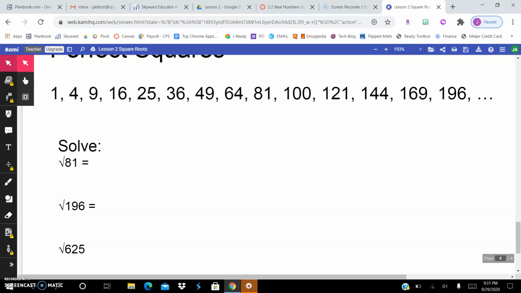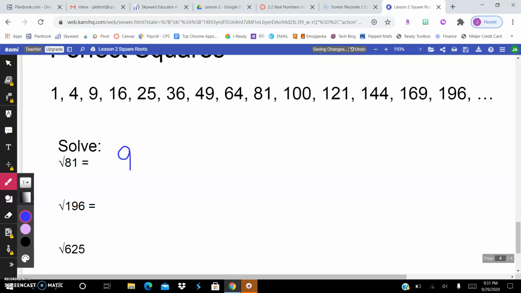The square root of 81. So square root means what times itself is going to give you 81. Well, 9 times 9 is 81, so the answer is 9. And then for the square root of 196, what times itself is going to give you 196, and that would be 14. And then 625. Well, that's not on my list. I didn't make my list that big. So you might have to guess and check here.